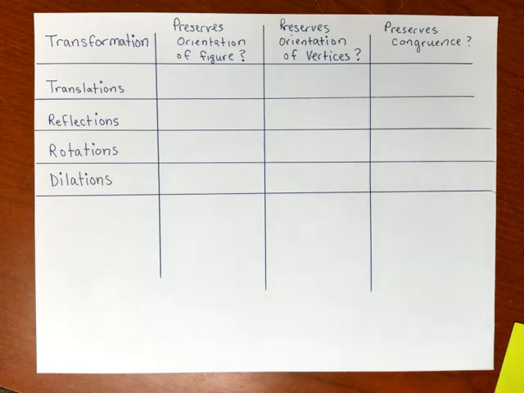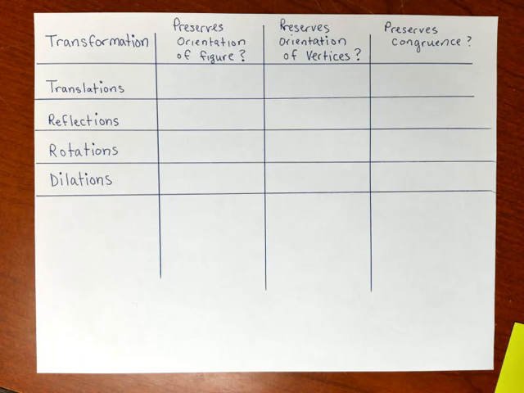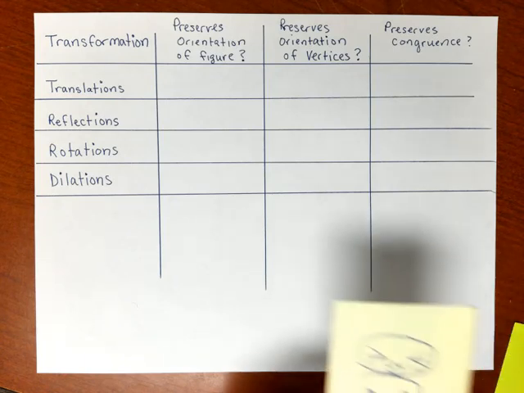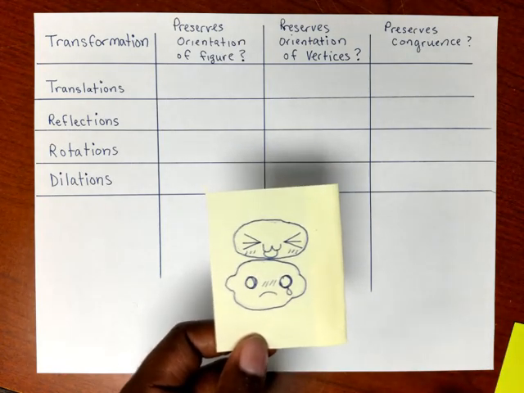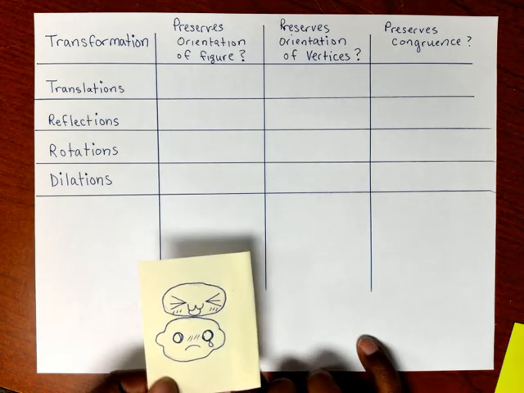All right, hi. So we are doing orientation, congruence, and how they affect each of the different transformations. So I made a quick little table here so we can see which ones are affected. And I have these little guys here to help illustrate some of those things. So let's go ahead and start into it. We'll try to make this kind of quick.